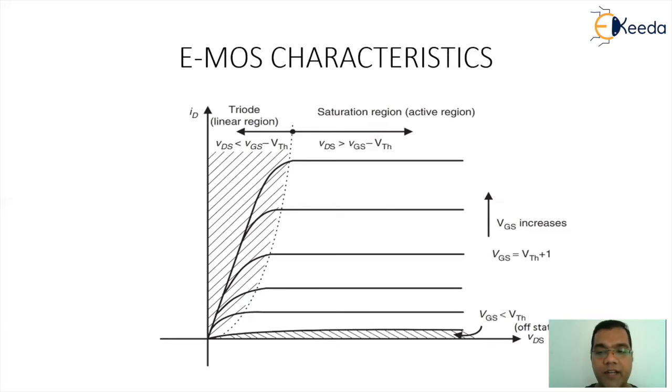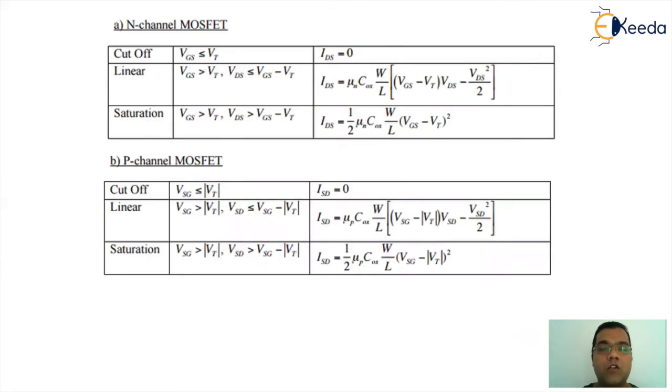And in the lower shaded region, where VGS is less than the threshold, the device will work in the off state. So it is also defined as the cutoff region of the E-MOSFET family. When we talk about the current equation, as I've said, the current equations are not the same for E-MOSFET when you compare it with the D-MOSFET. In the cutoff region, when VGS is less than VT, the IDS value will be 0.